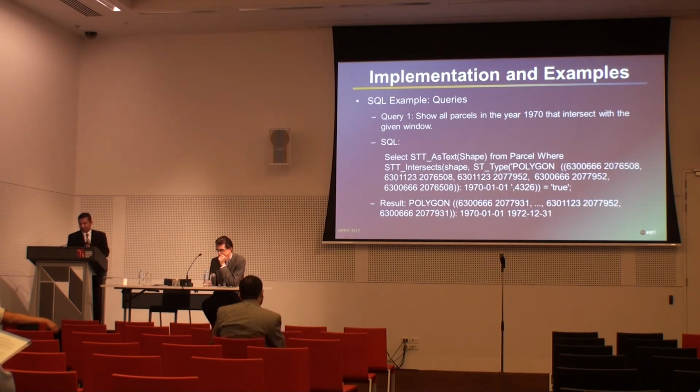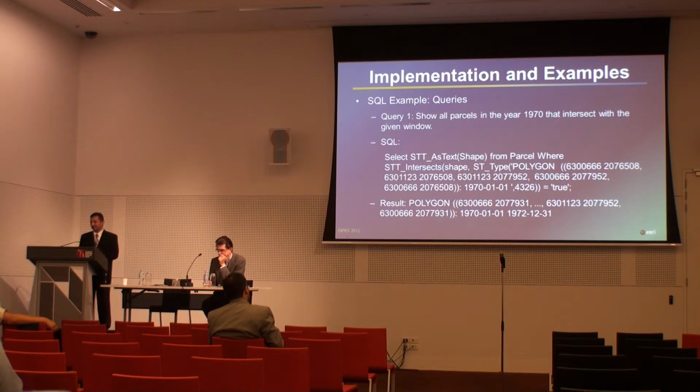This is an example showing the data using the filters I just mentioned earlier. A very simple example is: show me all the parcels in 1970 that intersect a given window. So what is the window in this case? It's a filter that I have talked about. So this is this part, that polygon with a time instance, and you provide the SRID.